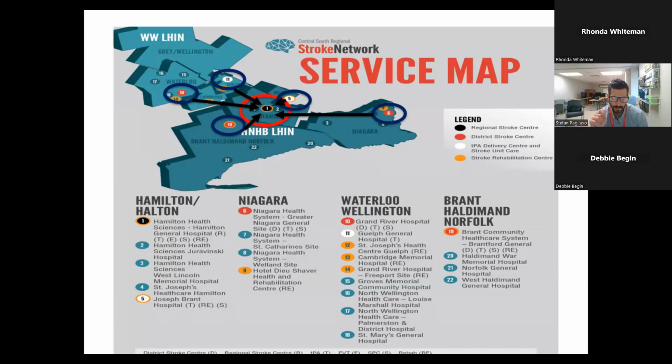Very rarely would a non-stroke center send a patient directly to the Hamilton General Hospital for clot retrieval.